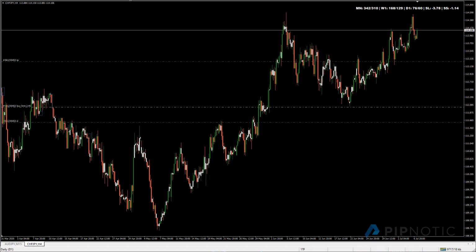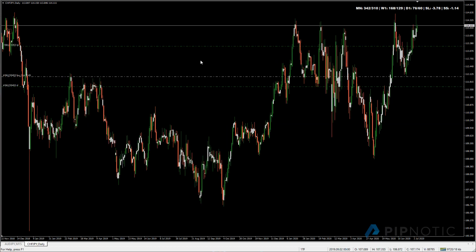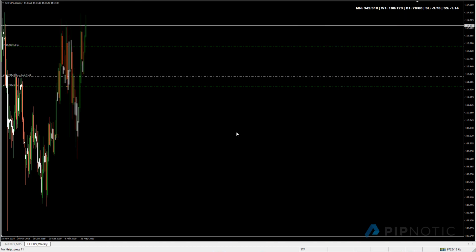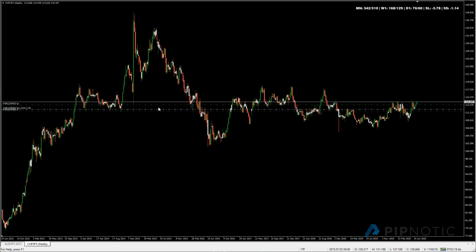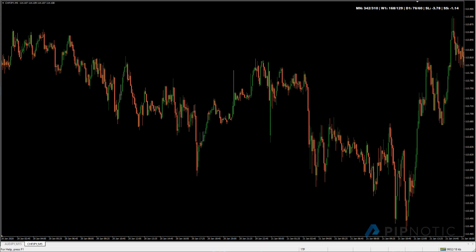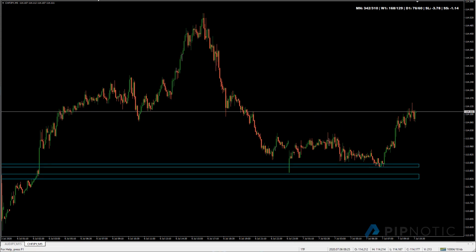If we go to the daily chart, what do we have here? There's nothing here on the daily chart by the looks of it. Maybe on the weekly you can see something. Let me remove this. There's nothing here, but let's have a look on the 5 minute or the 1 minute and see if there's something here.